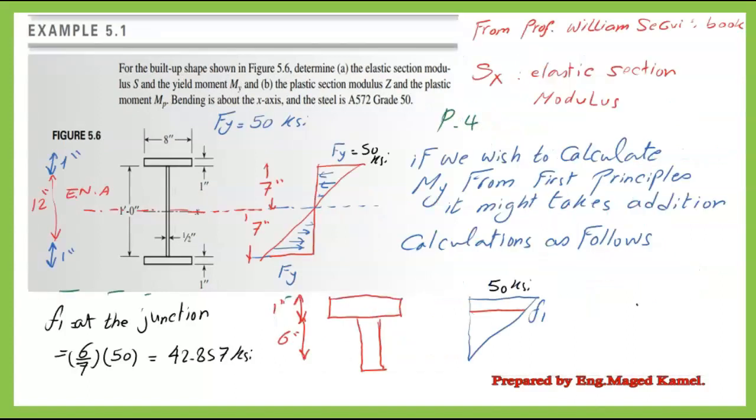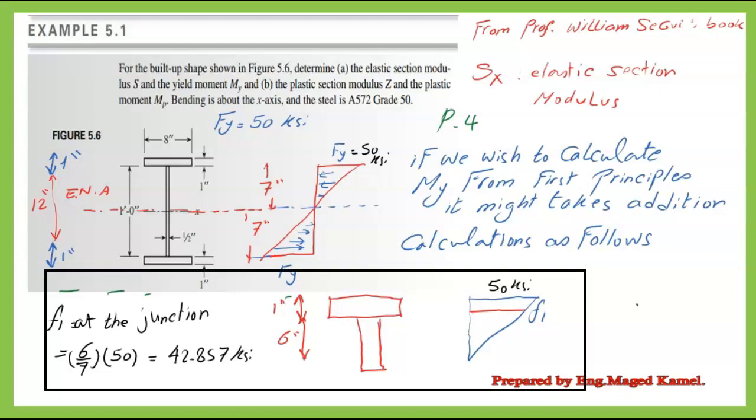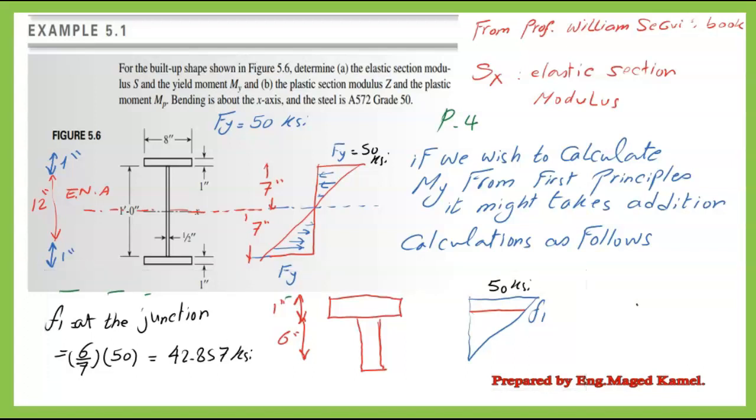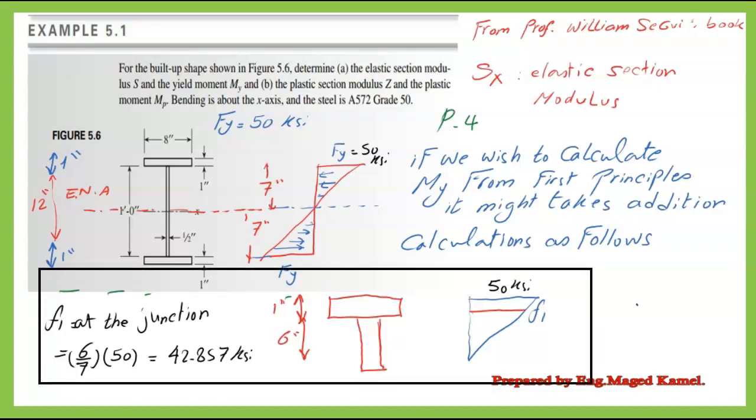There is another way to find the M sub Y from the first principles, as we calculate the compression force acting in each part. I mean the compression force C1 acting on the upper flange area, and C2, which is the compression force acting on the web area. We have the upper flange edge stress equals to F sub Y, which is 50 KSI. We need to find the value of the stress at the junction. The stress value at the junction equals 42.857 KSI.